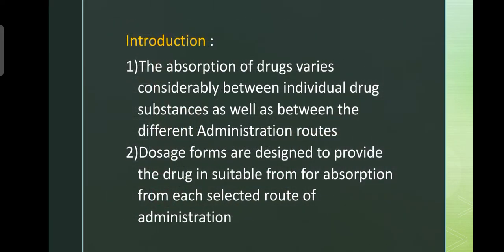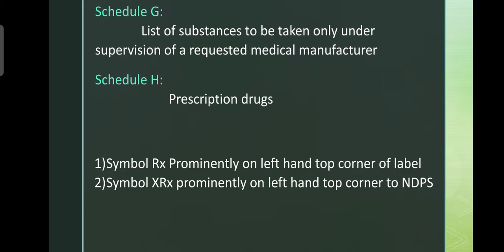Introduction. The absorption of drugs varies considerably between individual drug substances as well as between the different administration routes. Dosage forms are designed to provide the drug in suitable form for absorption from each selected route of administration. Schedule G. List of substances to be taken only under supervision of a registered medical practitioner. Schedule H. Prescription drugs. In that first one is the symbol Rx prominently on a left hand top corner of a label. Second, symbol XRx prominently on a left hand top corner to NDPS.